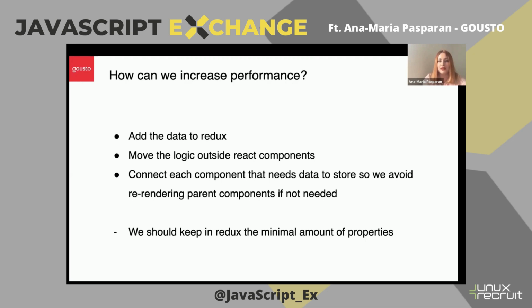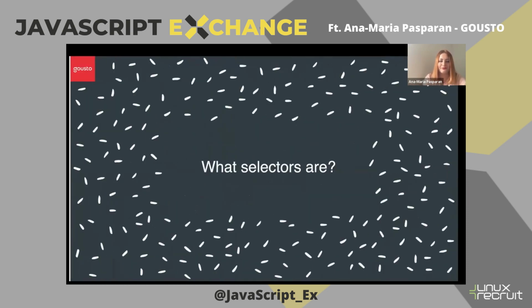But keeping everything in Redux state doesn't actually mean everything. We should keep just the minimum amount of properties. All the computation of data, all the kind of filtering of data we want to do, we shouldn't really keep in Redux state, because then our store will just increase and it will be really hard to find something there. So how can we actually solve this problem?